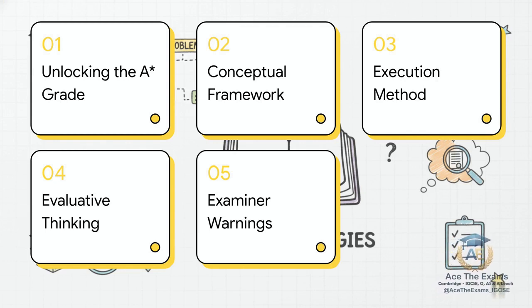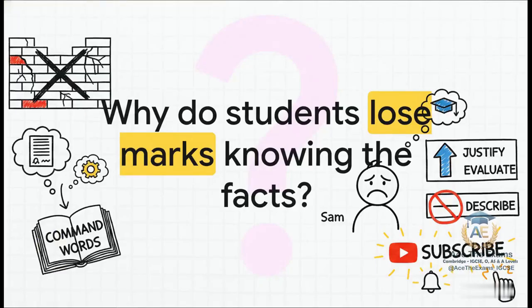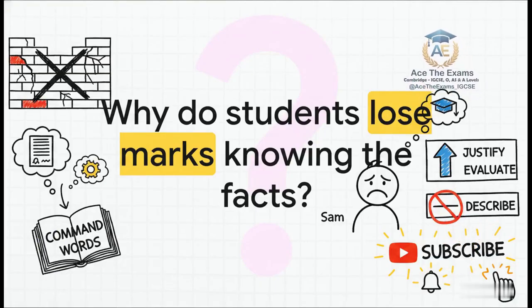Okay, let's jump in. All right, Section 1, unlocking the A-star grade and decoding what Cambridge examiners are actually looking for. So we really need to ask ourselves a fundamental question here. Why do students lose so many marks on this topic despite knowing all the facts? I mean, they've studied the textbook. They know the definitions. To understand this massive gap between simply memorizing theory and actually applying it in a high-pressure exam environment, we have to understand the assessment framework itself.